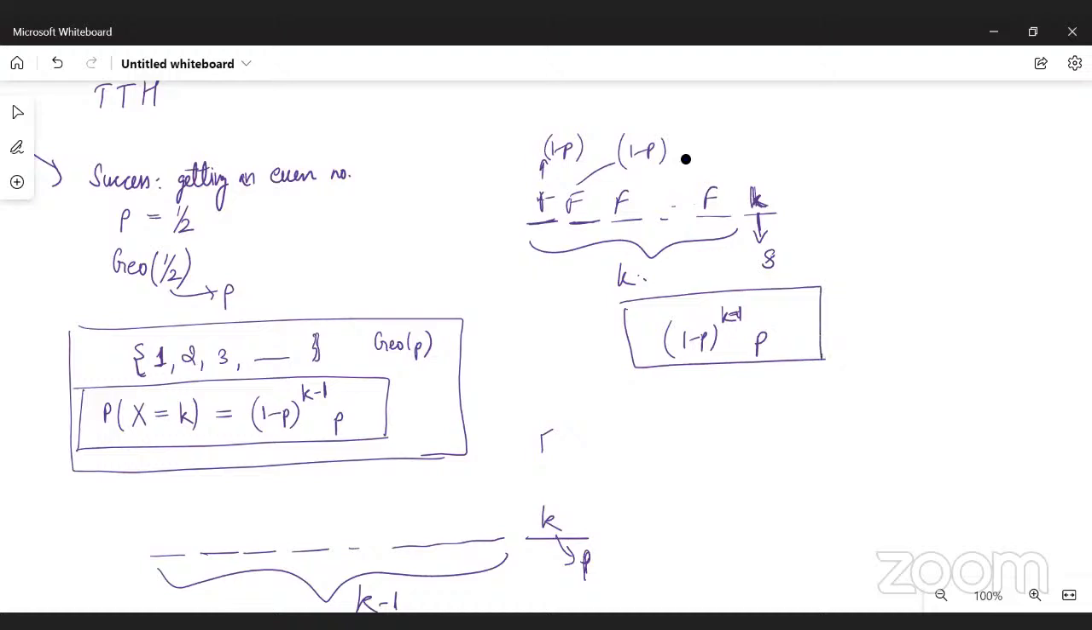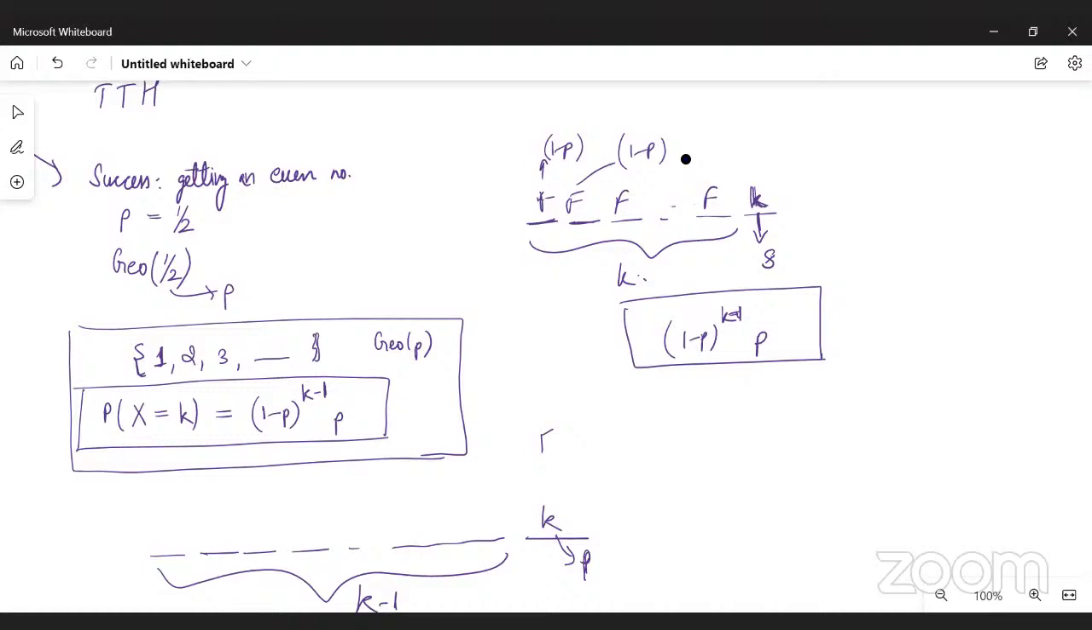Geometric. Okay, Nikita, I will ask my doubt while solving the problem. But if you see it in a bigger way, it's a kind of Bernoulli only. The failure, yeah, it is. Each of the trials is a Bernoulli trial.